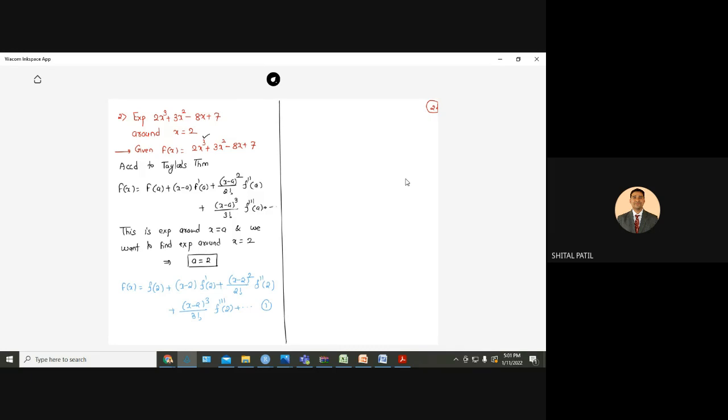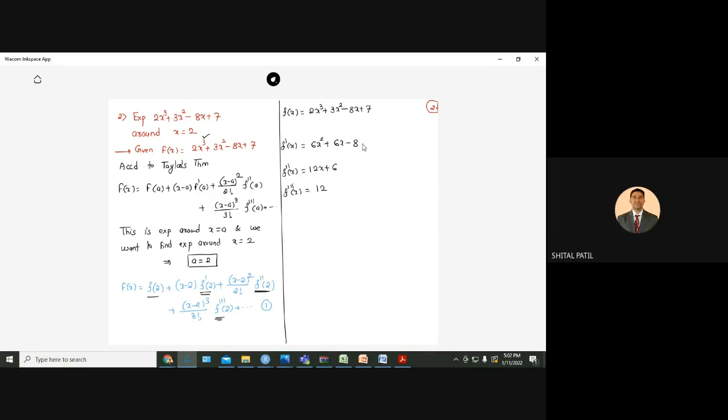Since f of x equal to 2x cube plus 3x square minus 8x plus 7, find f dash of x: 6x square plus 6x minus 8. f double dash of x: 12x plus 6. f triple dash of x is 12. You might have understood our aim is to find f of 2, f dash of 2, f double dash of 2, and so on. So try to find them.